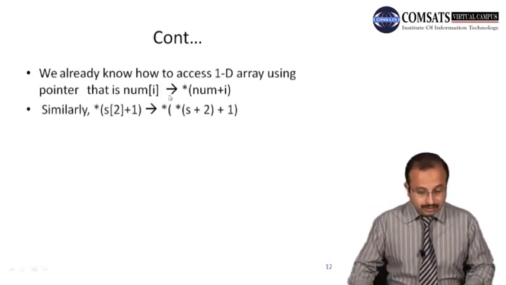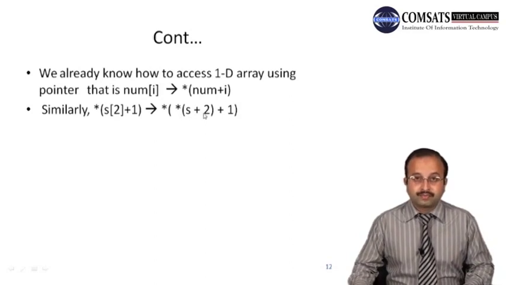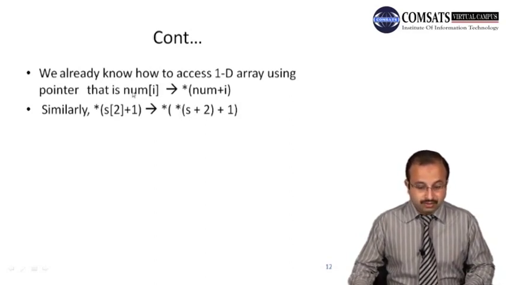Similarly, for a 1D array s of 2, we can write s of 2 as *(s + 2). ठीक है? जिस तरह से हम इसको लिख सकते हैं num of I को *(num + I). Similarly, we can write s of 2 as *(s + 2). So this whole thing will become *(*(s + 2) + 1).